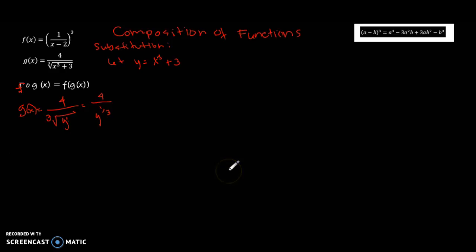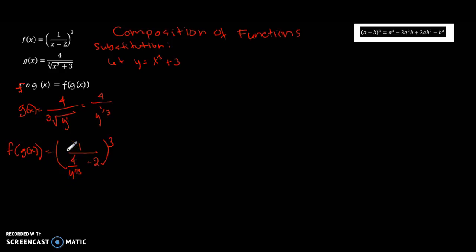Now we are ready to solve f of g of x. This is your outside function. You copy the whole thing except for x. So this is going to look something like this. You have 1, this is x, but we're not going to write x. You have minus 2, to the power of 3. Now instead of writing x, you write g of x, and this is your g of x. So that becomes 4 over y to the power of 1/3.